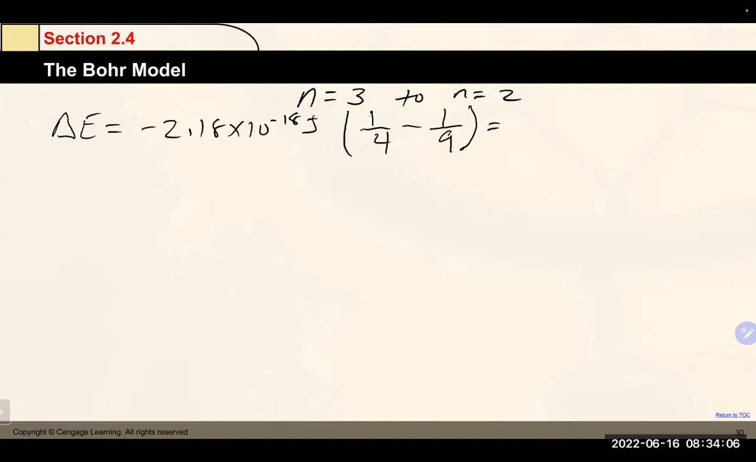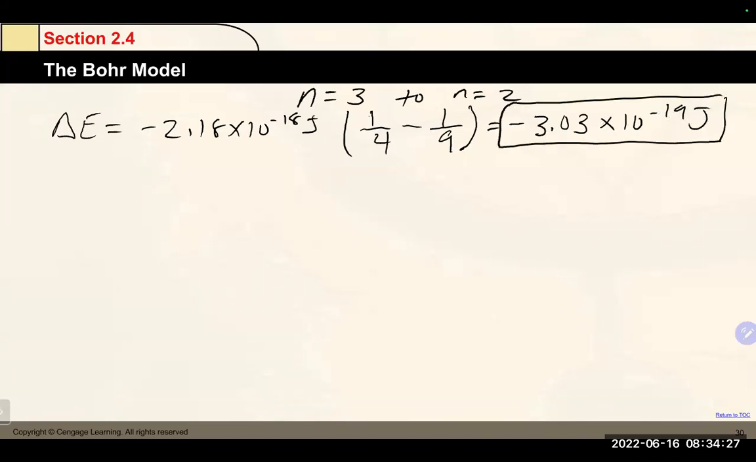At this point, we take 1 divided by 4 minus 1 divided by 9, and then multiply it by 2.18 times 10 to the minus 18, giving us an energy change of minus 3.03 times 10 to the minus 19 joules. Once again, it does make sense. We hit a negative value there for our energy as our electron is again coming down in energy.